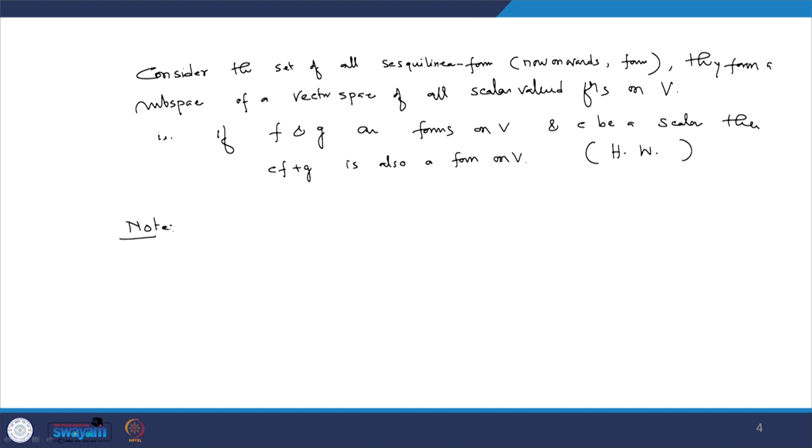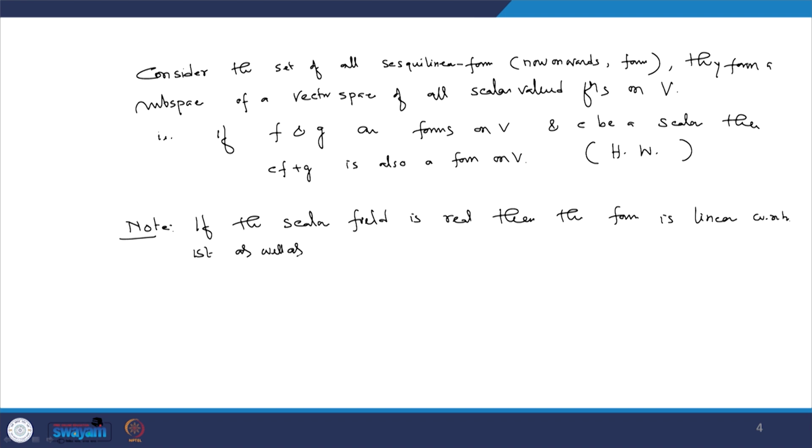Another interesting fact, if the scalar field is real, then the form is linear with respect to the first as well as second variables. That is, f will be bilinear. I mean, in that case, the form is called a bilinear form.